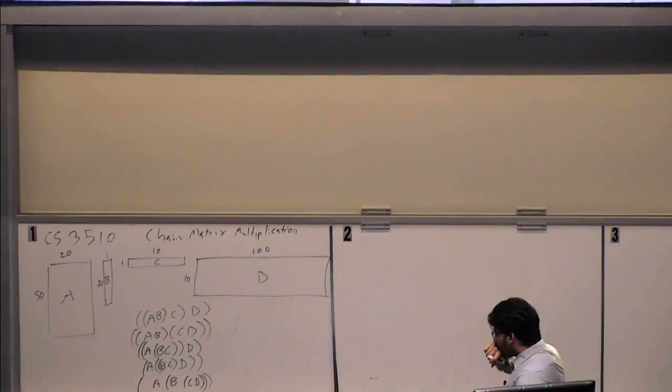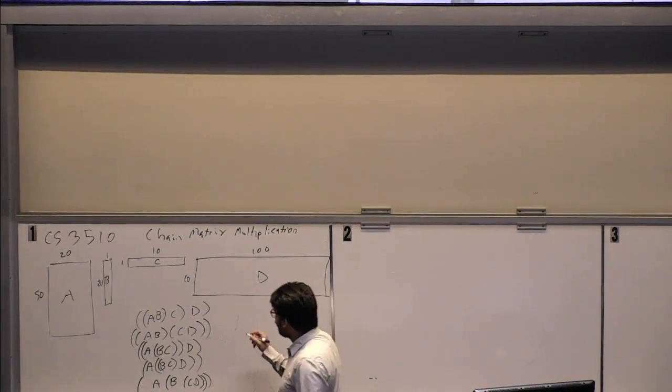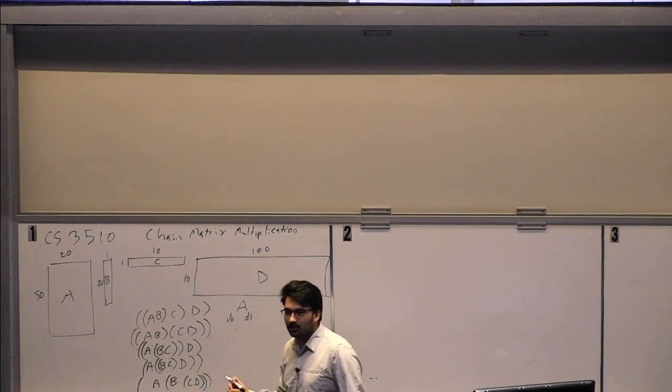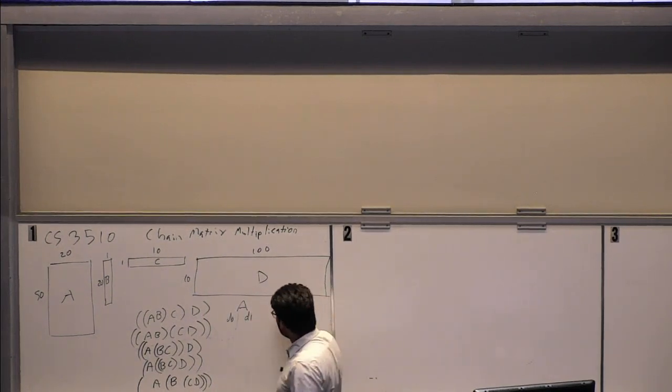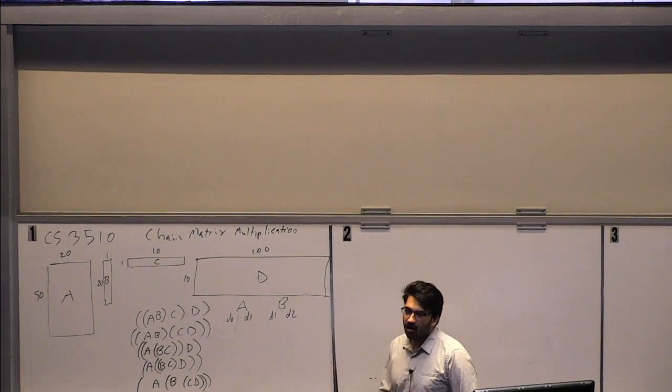So first off, what is a good cost function of multiplying just two matrices? Suppose you have matrix A of dimensions D0 and D1. So what this means is A is a D0 by D1 matrix, right? And let's suppose you have matrix B of dimensions D1 by D2, right? So there's three numbers involved here.